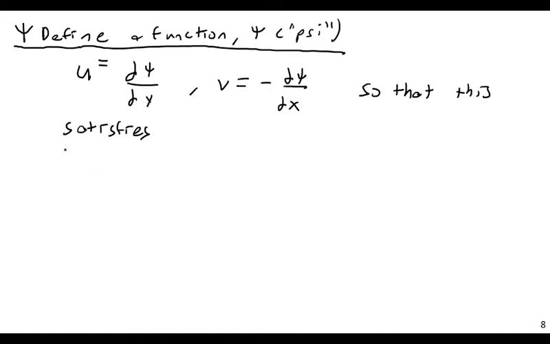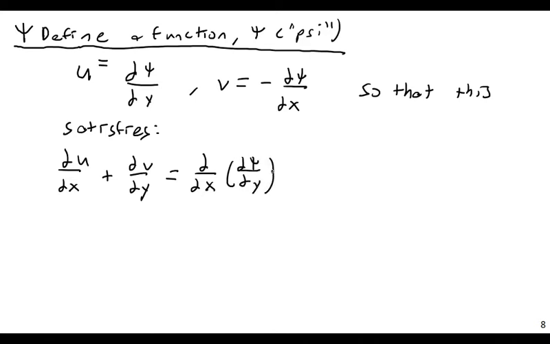So this satisfies the partial of u with respect to x plus the partial of v with respect to y, which is equal to the partial with respect to x of the partial of psi with respect to y, plus the partial with respect to y of the negative partial of psi with respect to x. All of this equals 0.